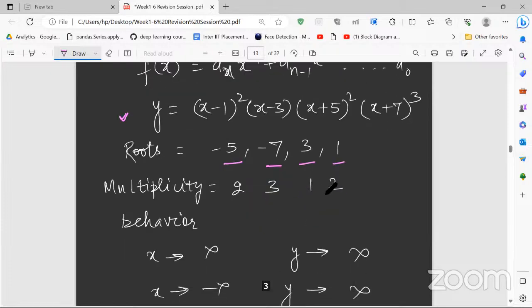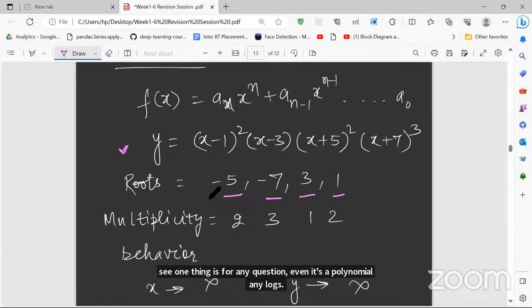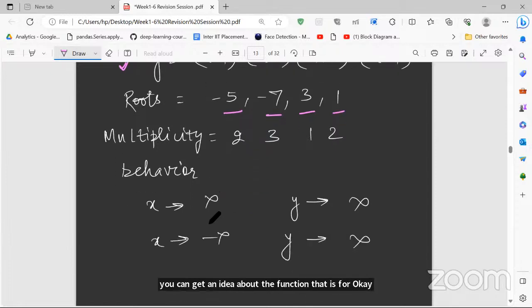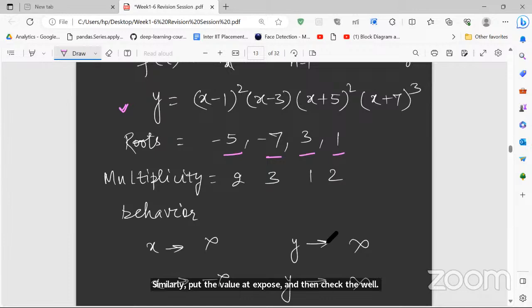Now, how do you generally check the behavior of any equation? For any equation, even if it's a polynomial, log x, exponential, anything, if you know the behavior, you can get an idea about the function. How do you get the idea? Just put the value x equals infinity and check what is the value of y. Similarly, put x equals minus infinity and then check the value of y. This is how you check the behavior of any function.